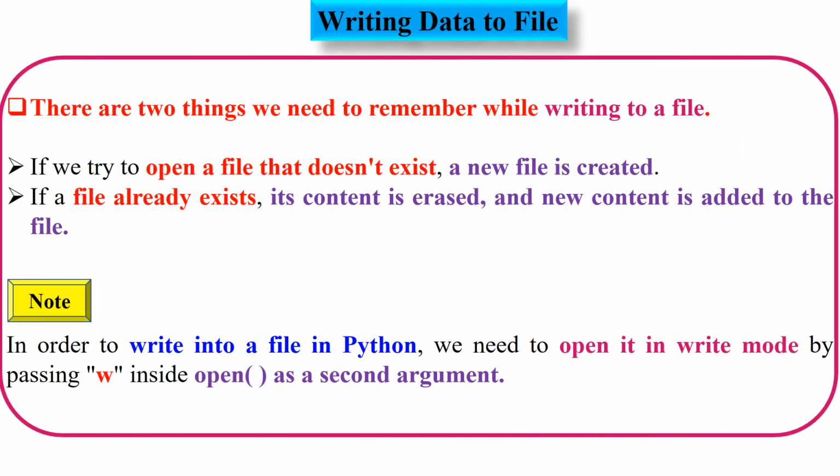There are two things we need to remember while writing to a file. If we try to open a file that doesn't exist, a new file is created. If a file already exists, its content is erased, and new content is added to the file. In order to write into a file in Python, we need to open it in write mode by passing w inside open as a second argument.